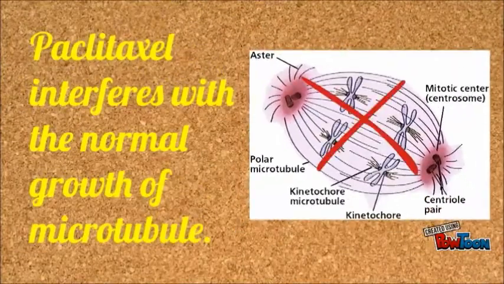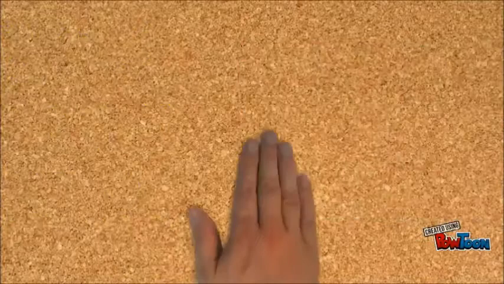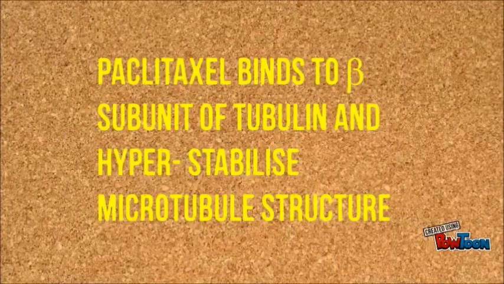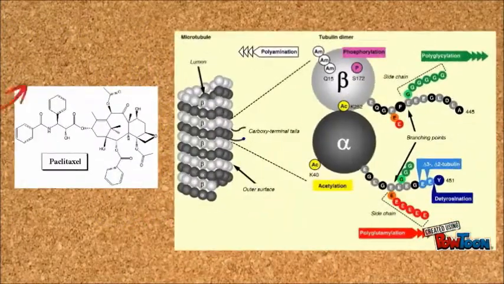Paclitaxel interferes with the normal growth of microtubule. Paclitaxel binds to the beta subunit of tubulin and hyperstabilizes the microtubule structure.